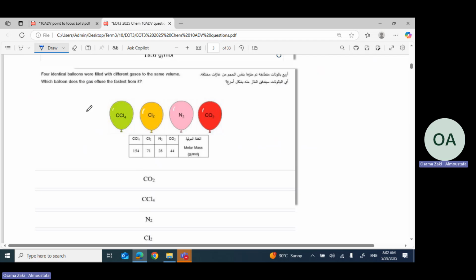Okay, so 4 identical balloons were filled with different gases to the same volume. In which balloon does the gas effuse the fastest? Okay, so the fastest is with the smallest number. Fastest with the smallest number, slowest with the largest number.